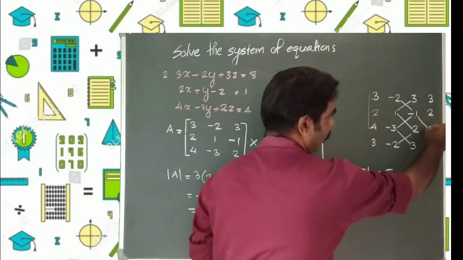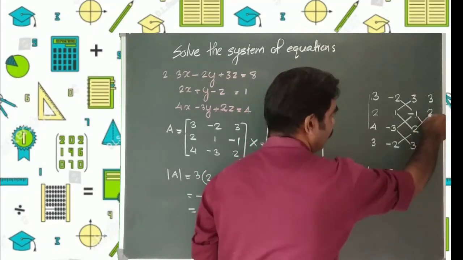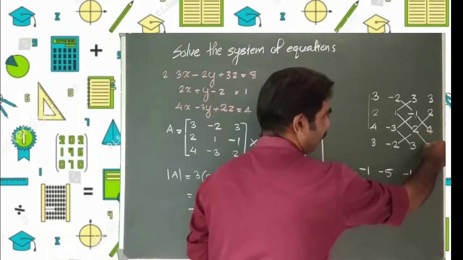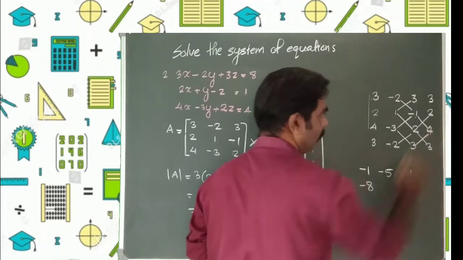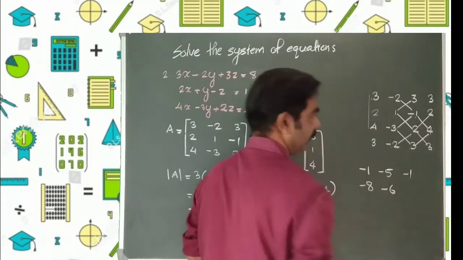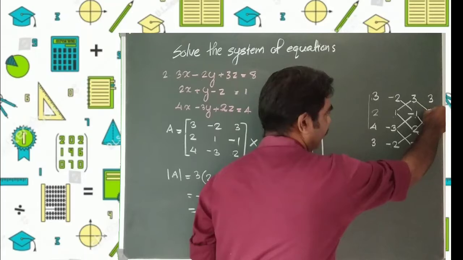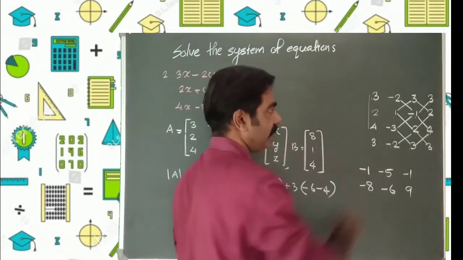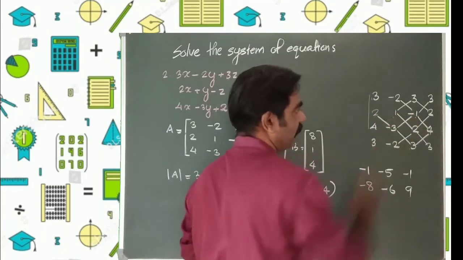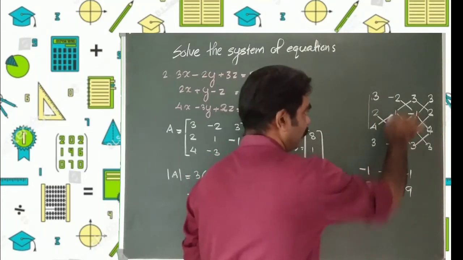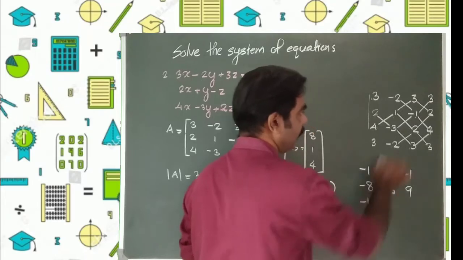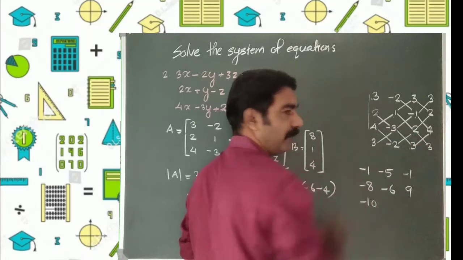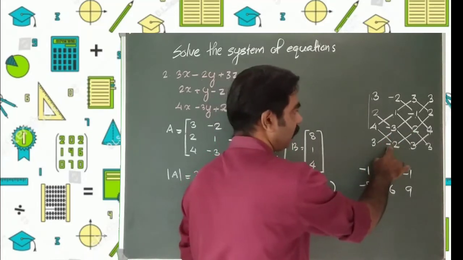Minus 1 into 4 is minus 4, minus again 4 becomes minus 8. Then 2 into 3 is 6, minus 3 fours is 12, so 6 minus 12 is minus 6. Then 3 into 2 is 6, minus 1 into 3 becomes 9. Then from here, 2 into minus 3 is minus 6, minus 4 into 1 is 4, becomes minus 10. Then 4 into minus 2 is minus 8, 3 into minus 3 is minus 9.